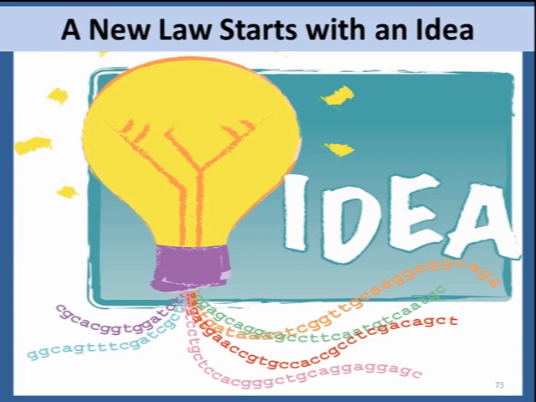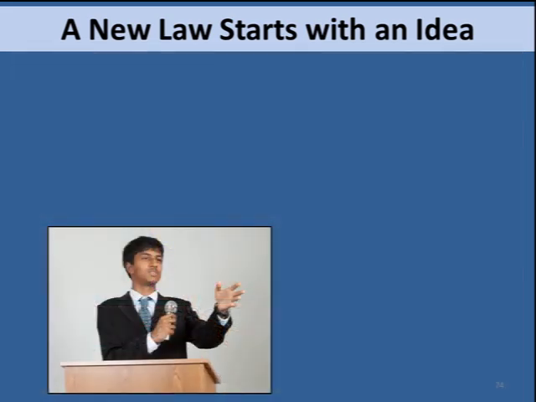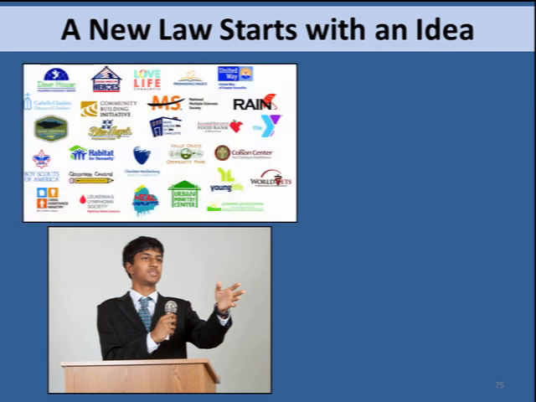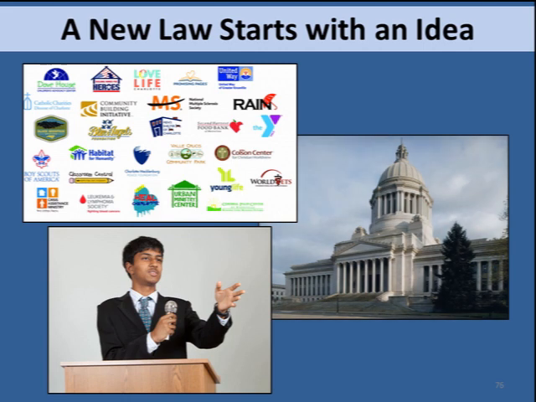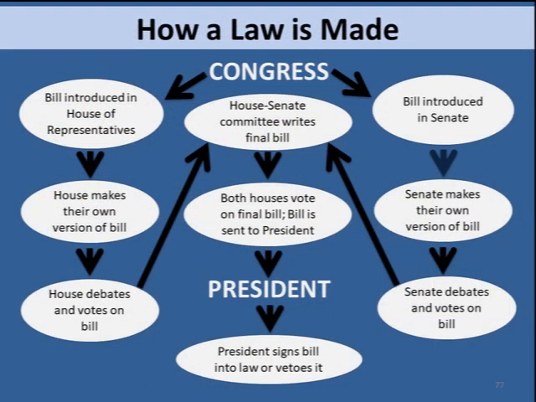Since the First Amendment gives people the right to petition the government, the idea can come from almost any person, group, or organization, a citizen, the president, even a state legislature. If the idea is accepted by a U.S. representative, the proposed law is introduced to both houses of Congress. This proposal is called a bill.